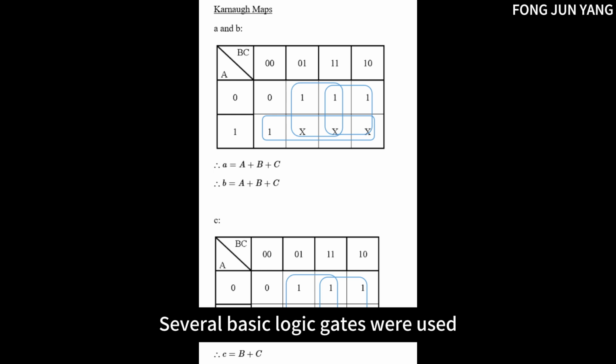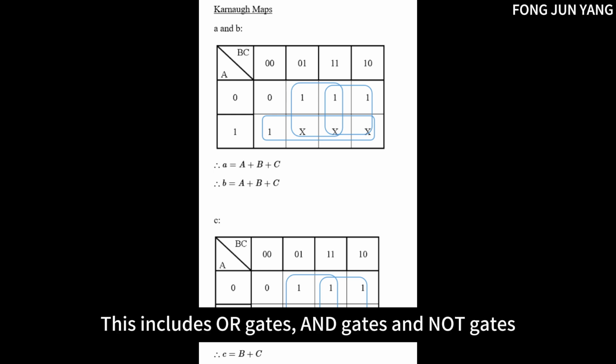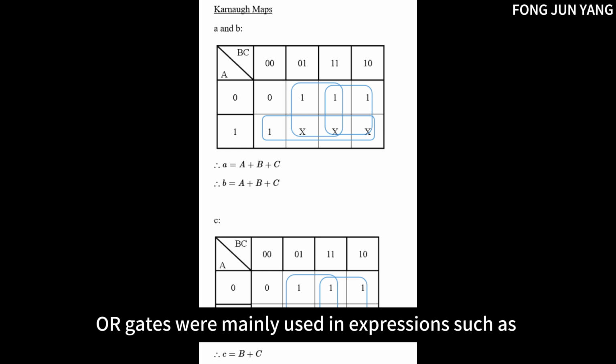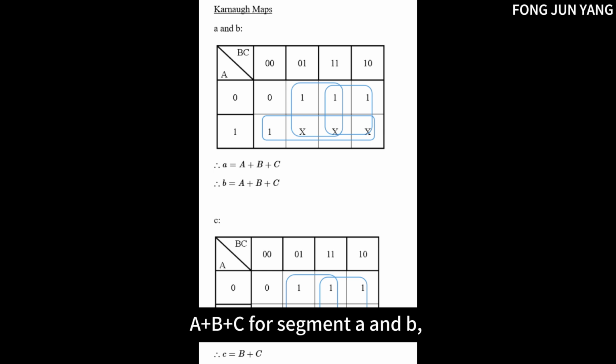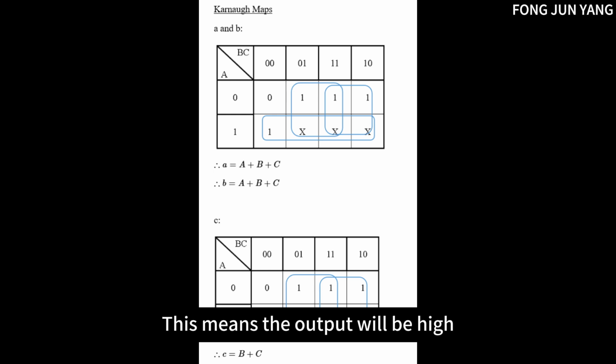Several basic logic gates were used to implement the simplified Boolean expressions. These include OR gates, AND gates, and NOT gates. OR gates were mainly used in expressions such as A plus B plus C for segment A and B, and B plus C for segment C as well. This means the output will be high whenever at least one of the inputs is high.